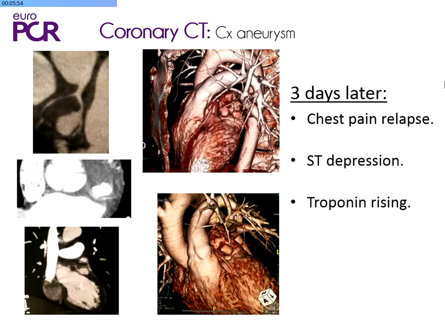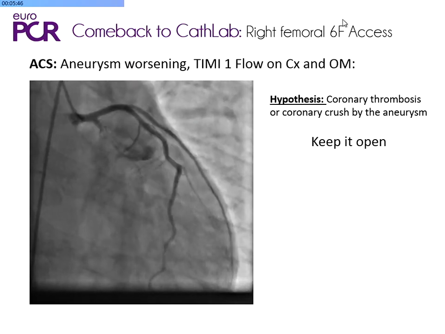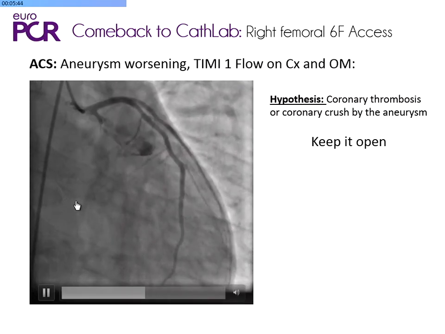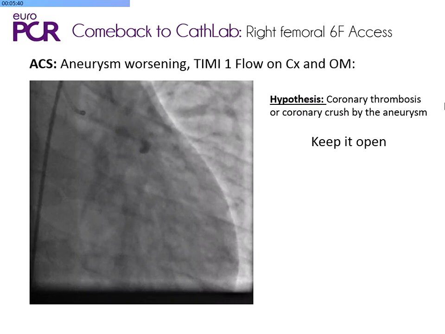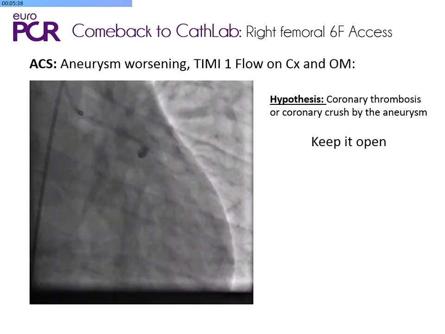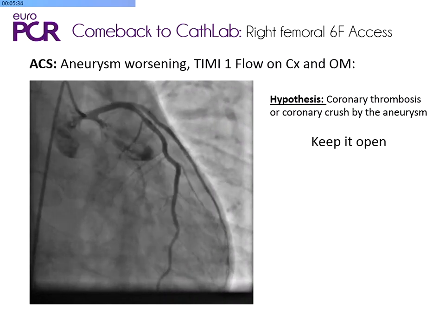3 days after, the chest pain relapsed with ST depression and troponin rising. We came back to the cath lab. The aneurysm seemed to be worsening. We had a TIMI 1 flow on the circ and obtuse marginal. So now we needed to keep everything open. We planned to perform a double stenting PCI for this very important bifurcation.